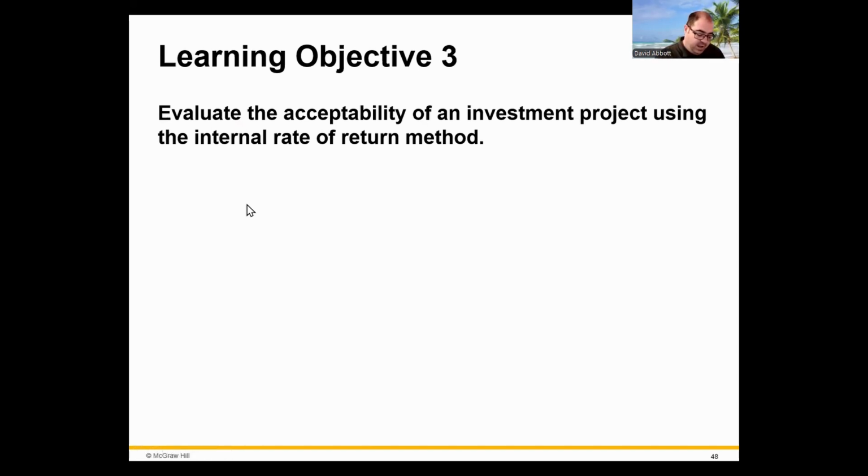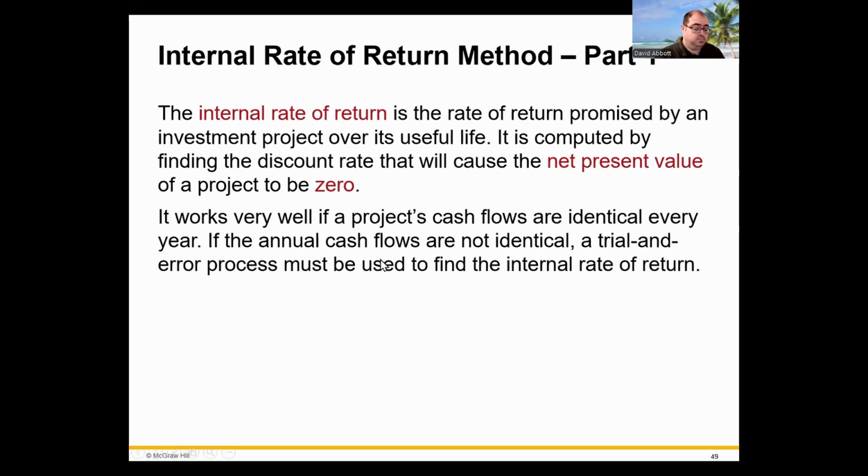So, learning objective 3: evaluate the acceptability of an investment project utilizing the internal rate of return method. So, key concepts. The internal rate of return is the rate of return promised by an investment project over its useful life. It is sometimes referred to as the yield of the project. The internal rate of return is the discount rate that will result in a net present value of 0.